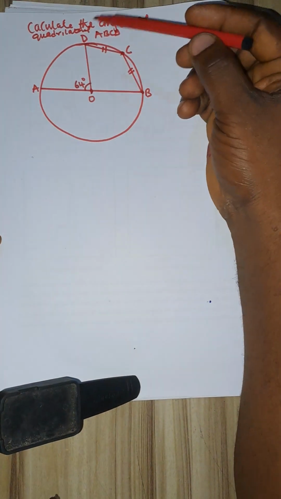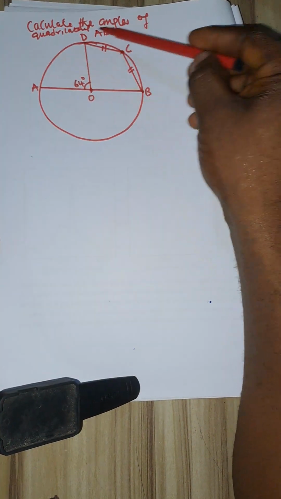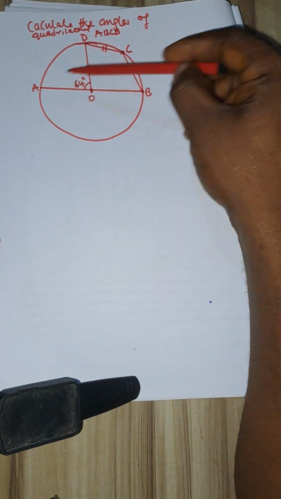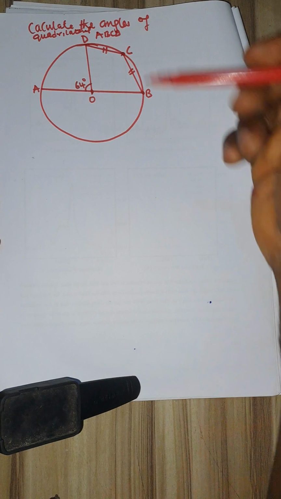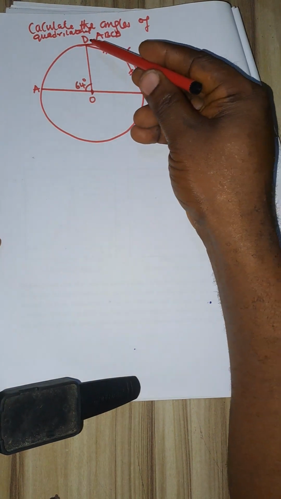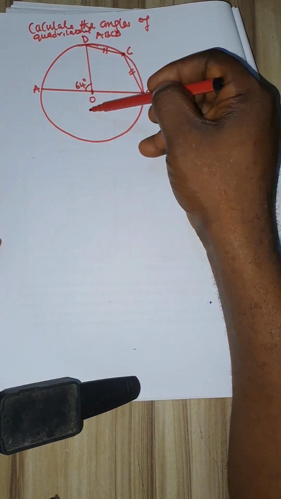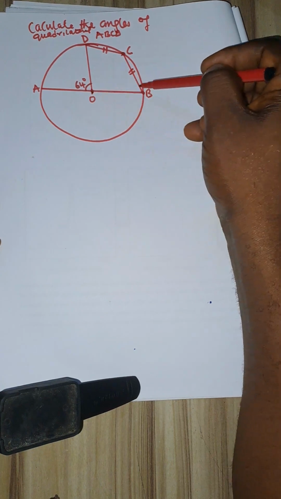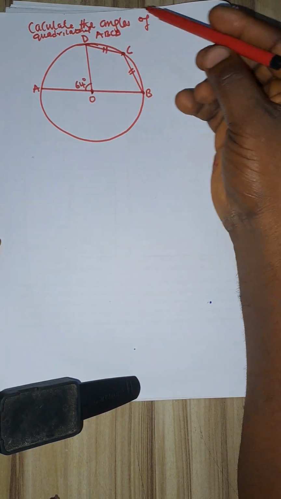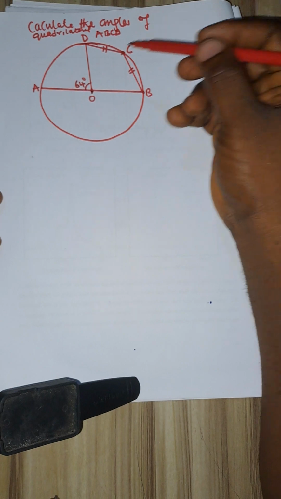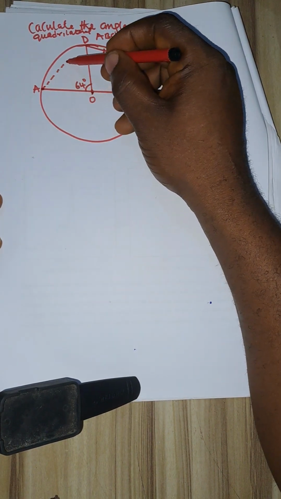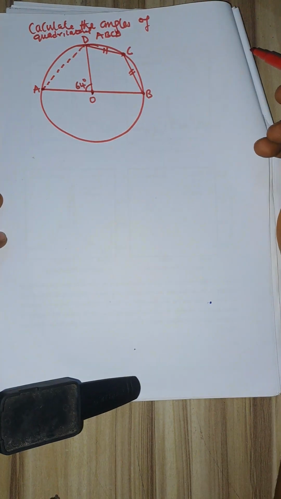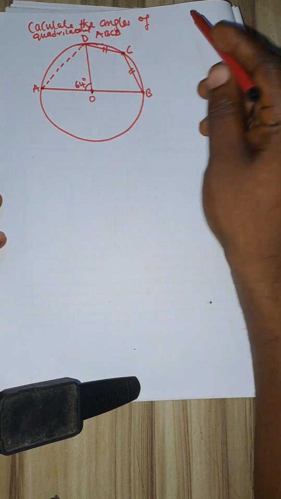Okay, let's calculate. The question says calculate the angles of quadrilateral ABCD. So we have to calculate the angles. Now, DCBO is not exactly a quadrilateral because these vertices don't touch the circle. And so we try having exactly a quadrilateral. We complete it by joining A to D. Okay. So it is now exactly quadrilateral ABCD.